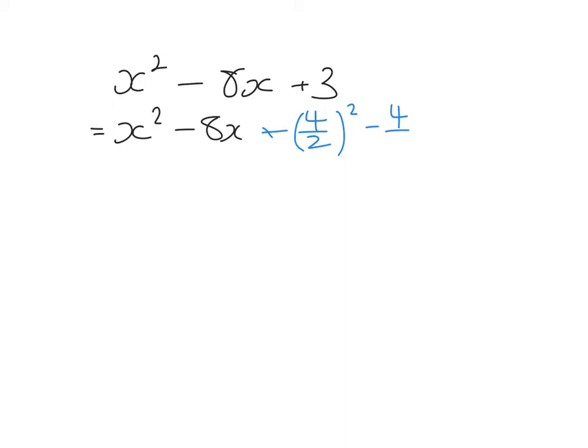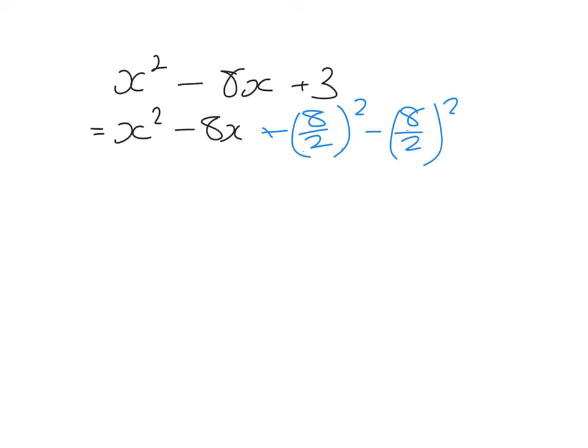Let me rewind that, go back again. Because the 4 doesn't exist, I'm thinking of the answer before I actually did it. Sorry about that. So we now go plus 8 over 2 squared, take away 8 over 2 squared. Why is it 8 over 2? Because the original question has got 8 in it, not 4. 8 divided by 2 is 4. That's what I was doing.